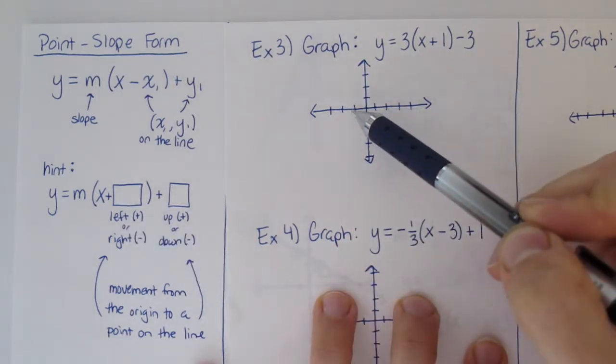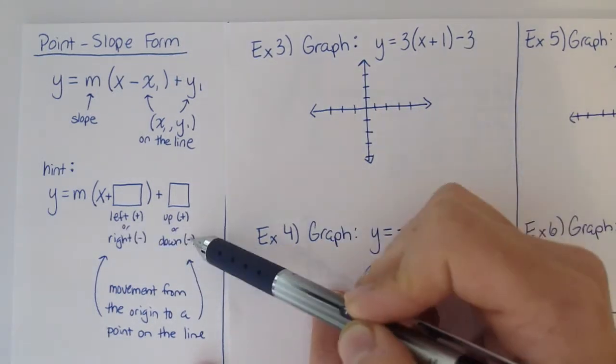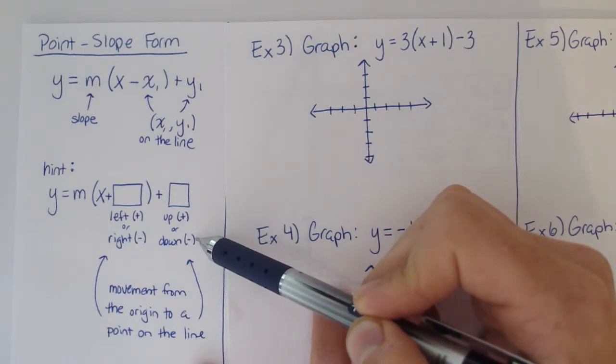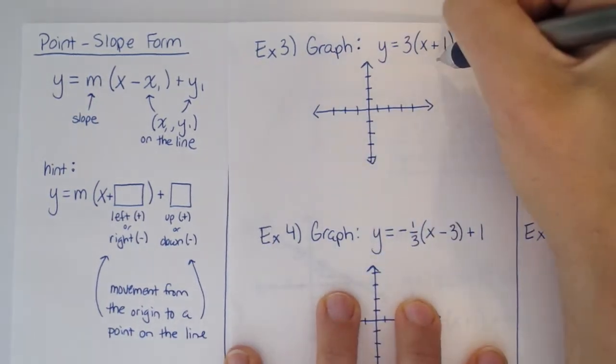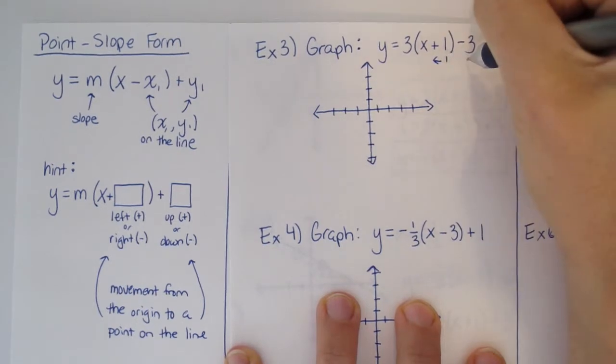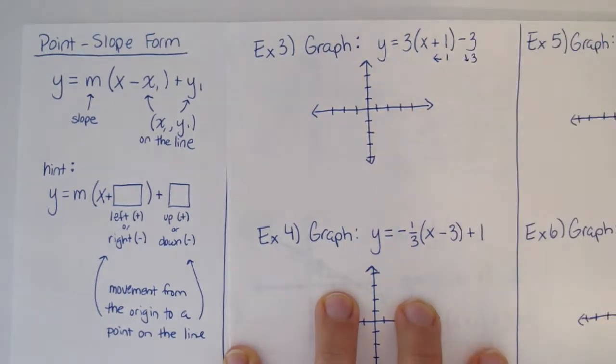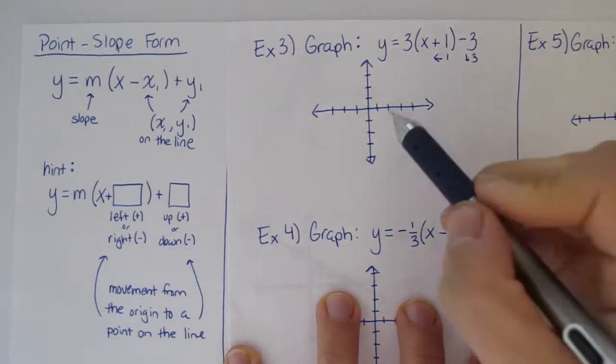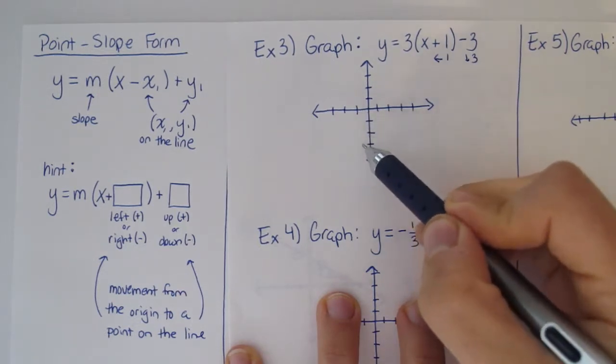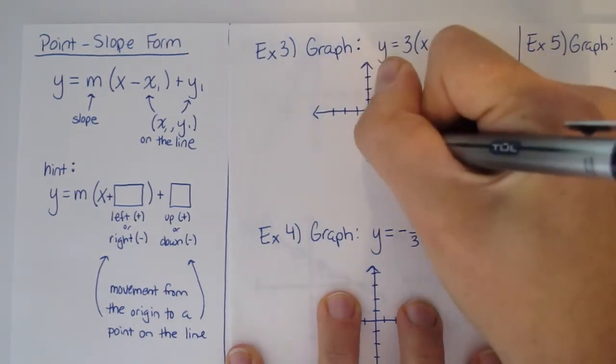So I'm going to go left 1, and then a -3 outside parentheses means go down. So this means, and I'll go ahead and write it in, left 1, down 3. That's where my point is located. Left 1, down 3, and then plot a point.